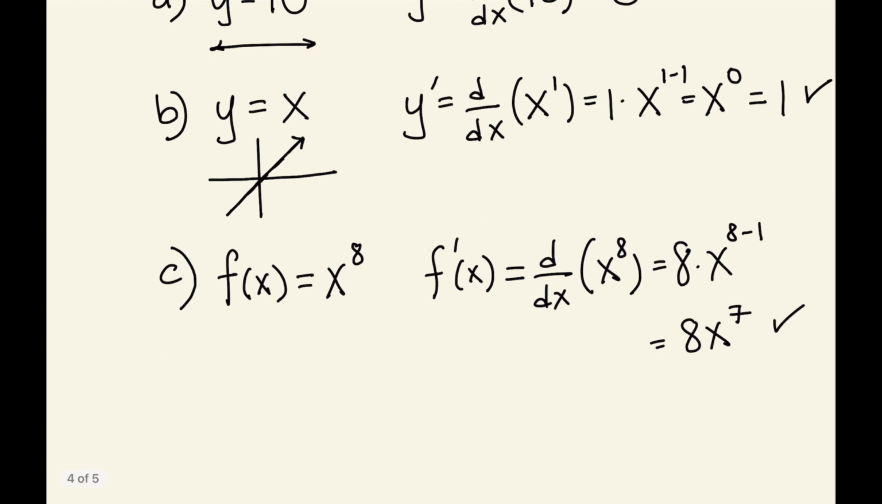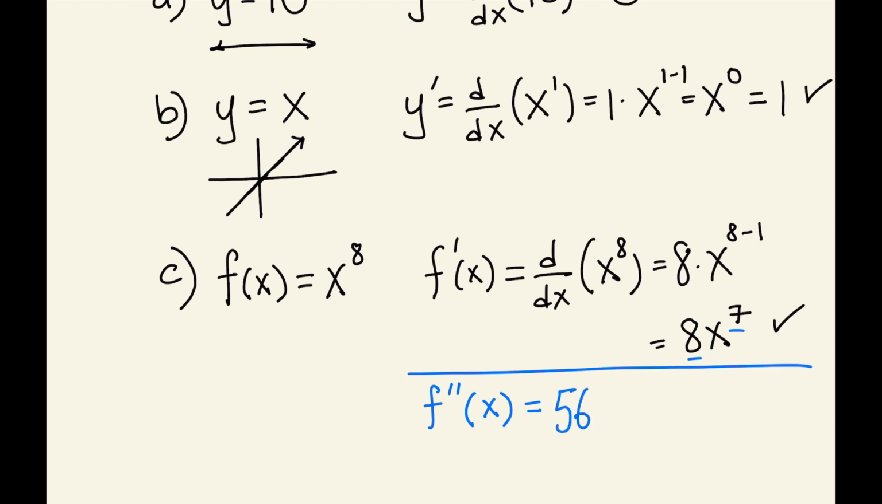I just wanted to point out as a side note that I can keep computing derivatives. For the second derivative of f, I would use this notation, f double prime of x, and I would apply the power rule again. That would give me 56 x to the 6th. I could keep going. I could compute the third derivative, so f triple prime of x, and that would give me, again using the power rule, 6 times 56, 336 x to the 5th. And you can also keep going and compute the fourth derivative, etc.